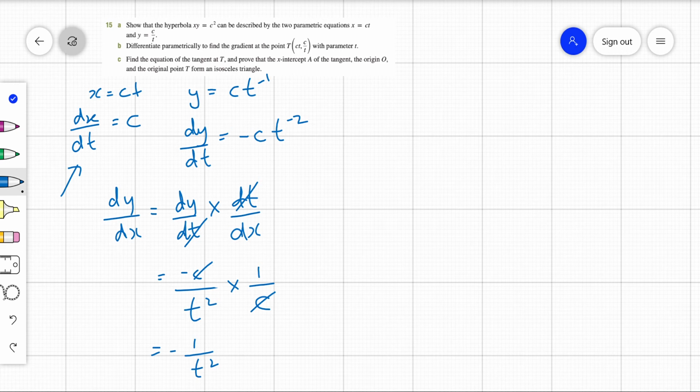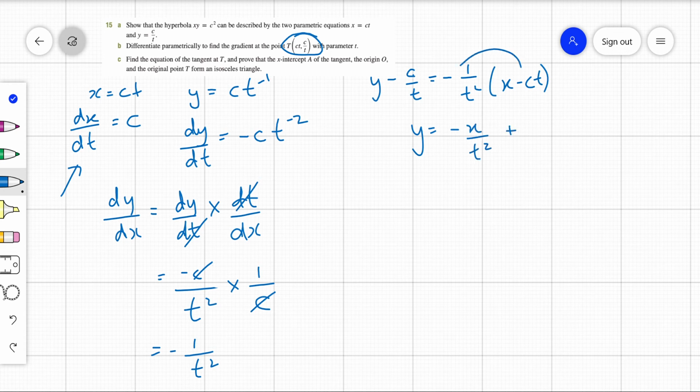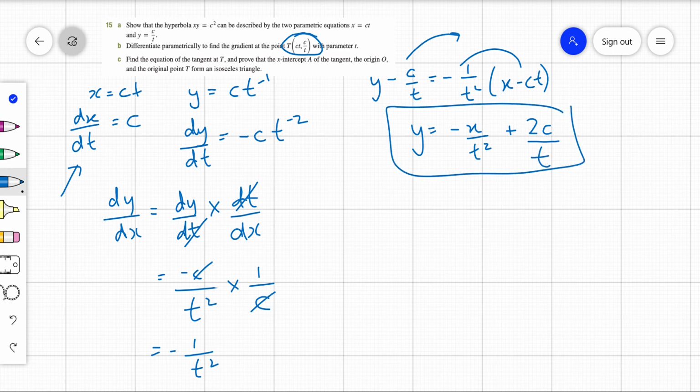So now if we wanted to find the equation of this tangent, we would go y minus y1, y1 and x1 coming from here. So y minus y1 is gradient, so there's the gradient, x minus ct. If I make y the subject, we've got minus x on t squared, then we've got negative negative, so we've got plus c on t, and then we're adding this c on t, so we've got plus 2c on t. So that's our tangent equation at t.